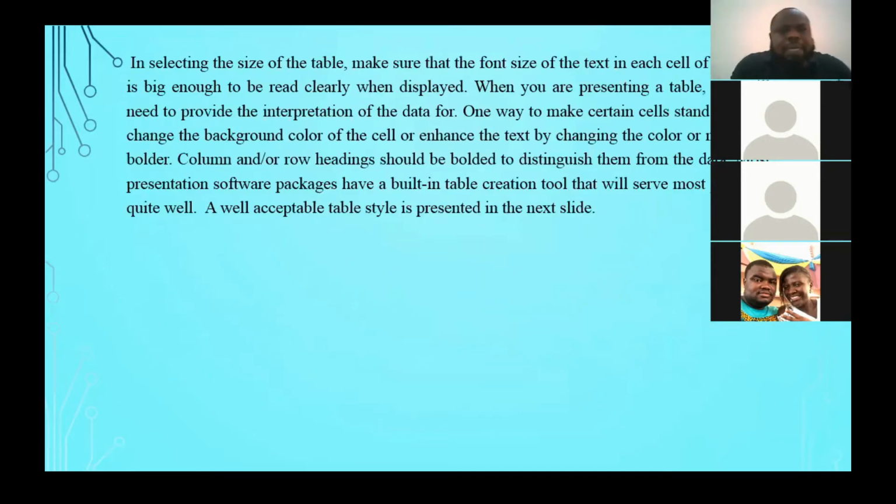In selecting the table size, make sure that the font size of the text in each cell of the table is big enough to be read clearly when displayed. When you use a table to present data, you will need to provide interpretation of the data. One way to make certain cells stand out in the table is to highlight and color them, or sometimes bold them. We use those variants just to show emphasis on a particular column or row.